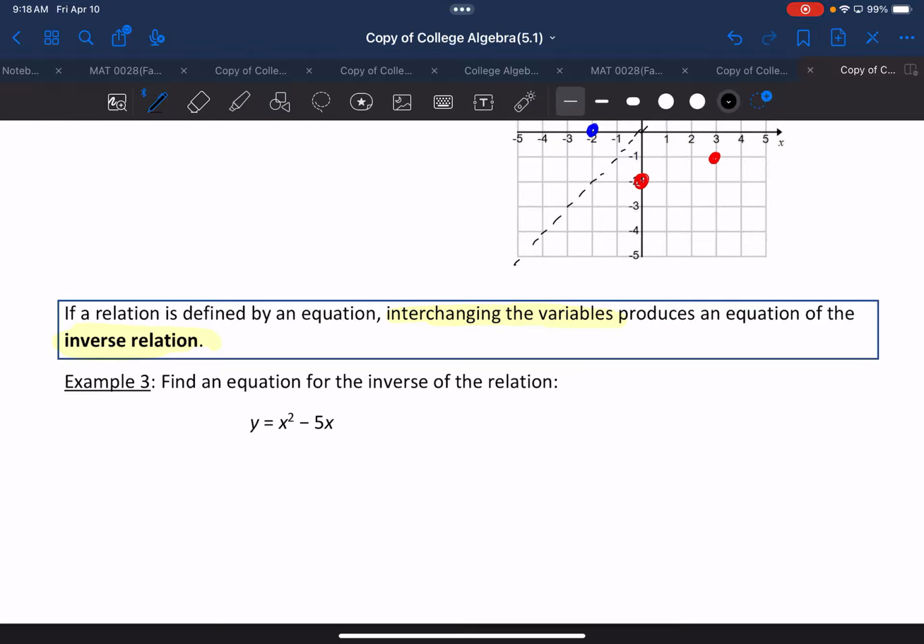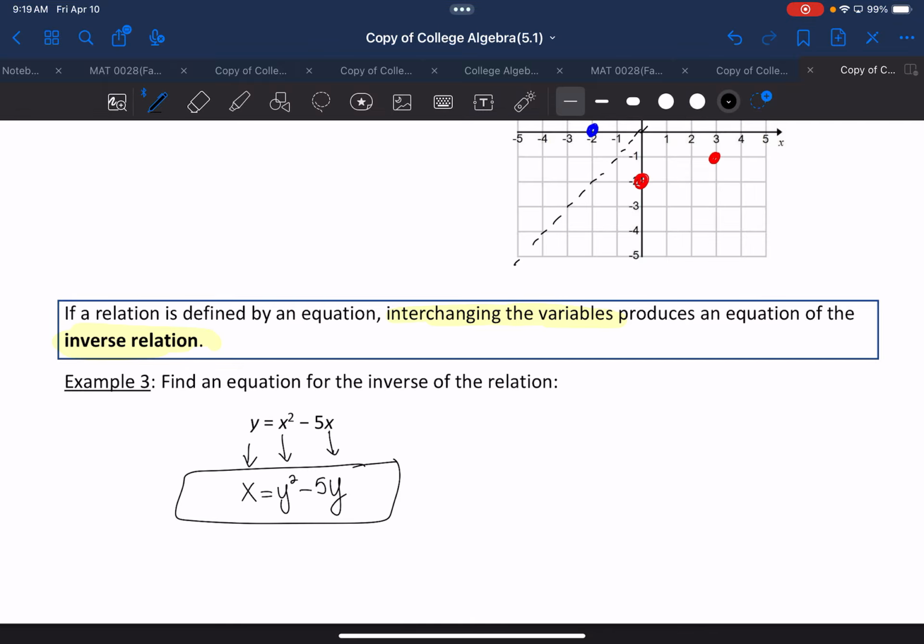So let's do the first step. We're going to find an equation for the inverse of this relation. So I'm just going to replace that first y with an x, bring the equal sign down. I'm going to replace that x with a y, so that'd be y squared. Bring my minus sign down, bring that 5 down, and I'm going to replace that x with a y. And that's it for relations. That would be a formula for the inverse relation of the original equation.